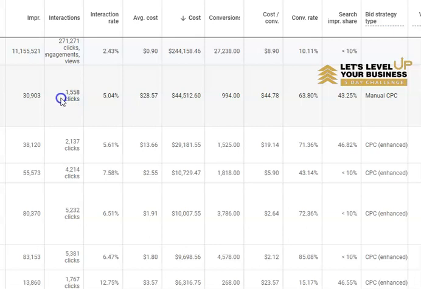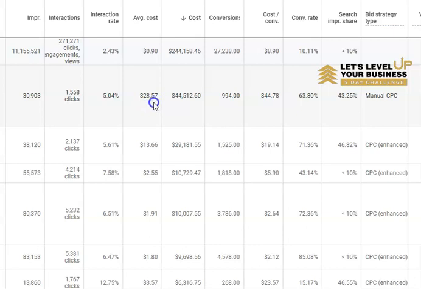So right here, this represents how many calls he had. It says clicks, but this is actually calls because we did not have the campaign set up to where they could go to any website or any forms. So these actually represent calls, 1,558 calls. It was a 5.04% interaction rate, and $28.57 was the average cost per click.